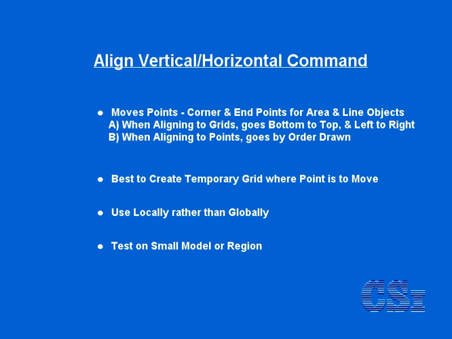For the easiest control over the alignment process, it is best to align to a grid line or create a temporary grid line where the point is to move, and we will show you why shortly. We will also show why it is best to use this command in a local sense rather than on a global scale, and to test it out on a small model first before applying it to a large model.